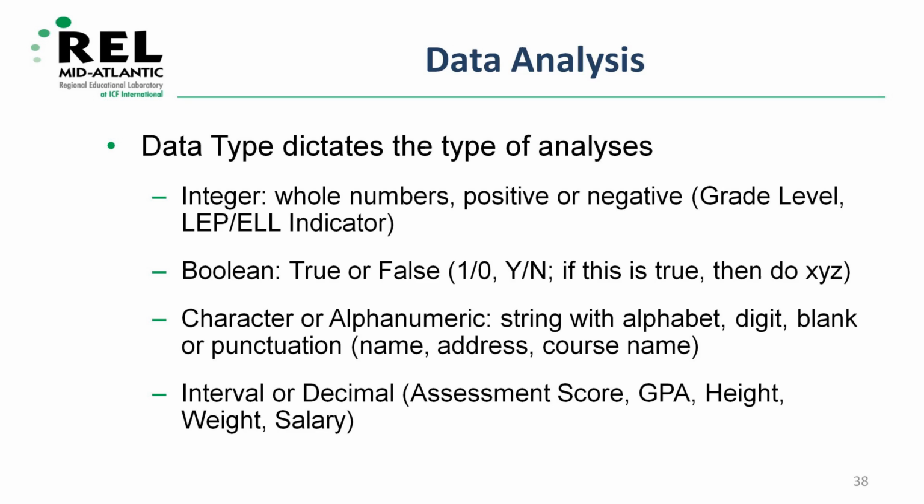The character alphanumeric, we don't really want to analyze these. We just want to post them or count how many Nancy Smiths there are. According to Facebook years ago, there's maybe 4,000, I don't know. Not as bad as my brother Bob Smith, though, I think. And then the interval, the decimal, which is what we really spend a lot of time on, the assessment score, your GPA, height, weight, salary.